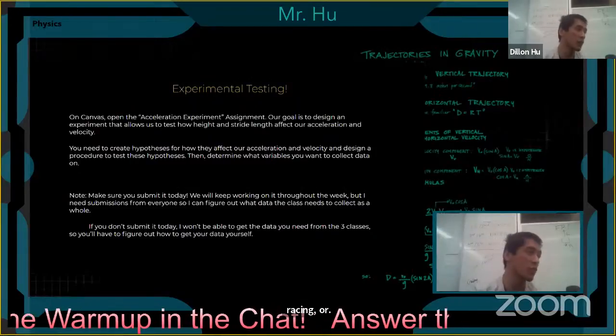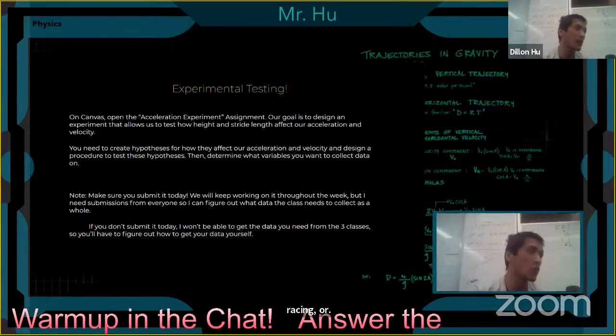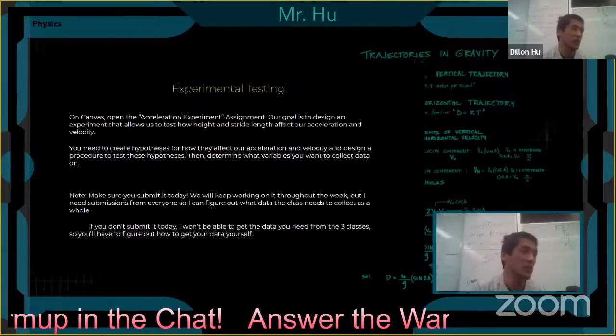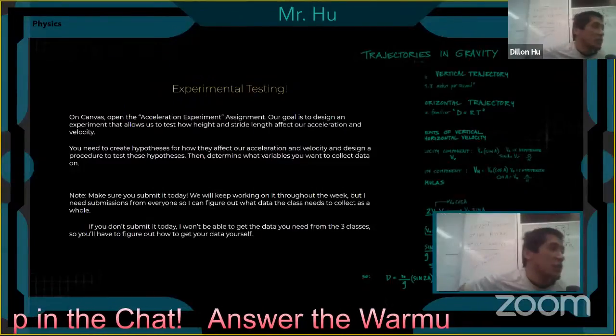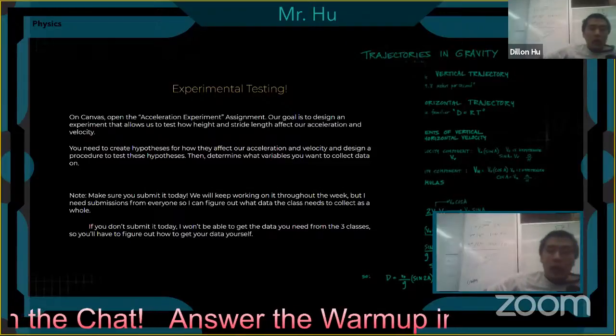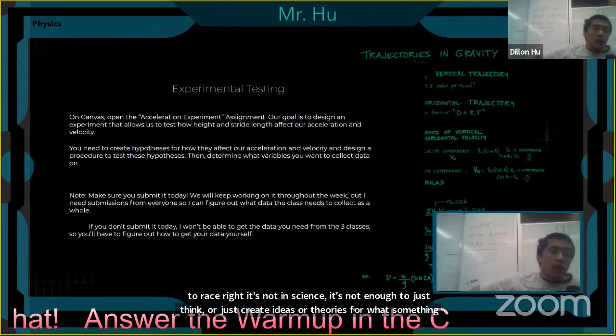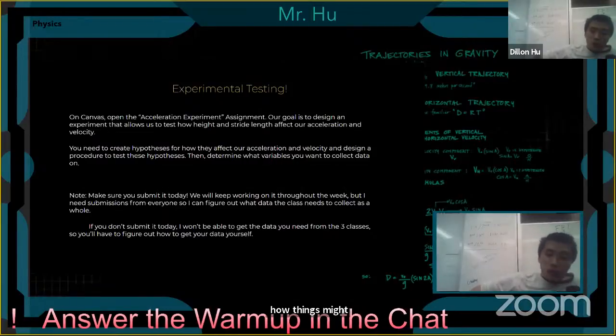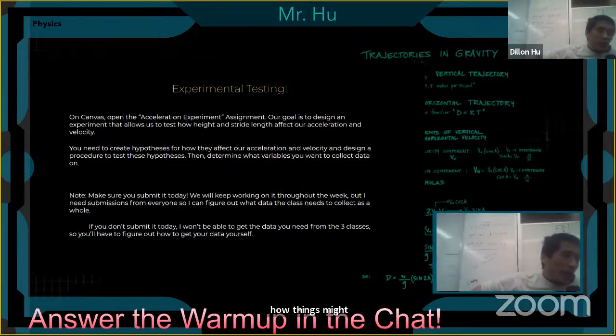So our goal today is to create hypotheses for how height and stride length affect our acceleration and velocity. And we want to design a procedure to test these hypotheses. Then we are going to determine what variables we want to collect data on. So one thing that I want you to do is we are not going to finish the whole thing today.